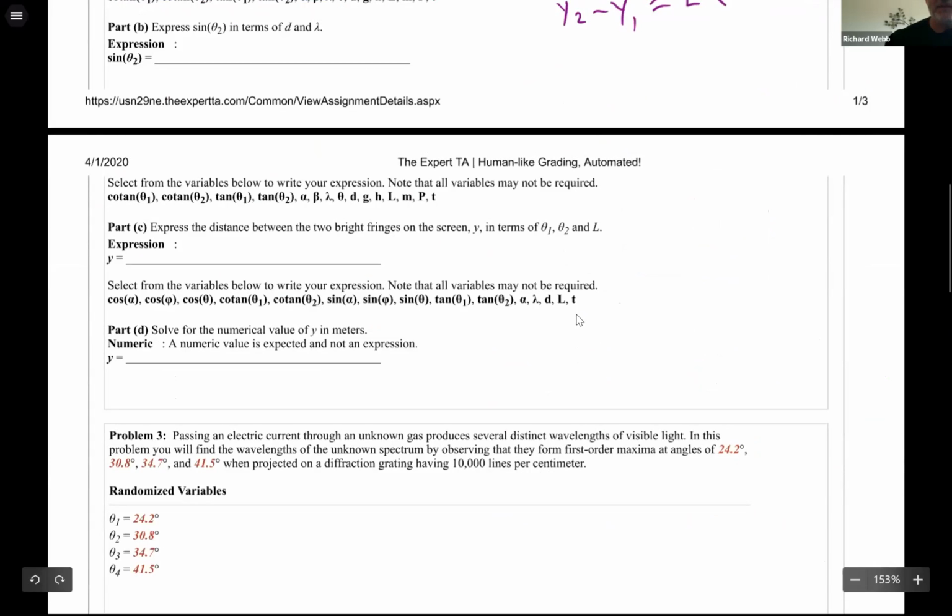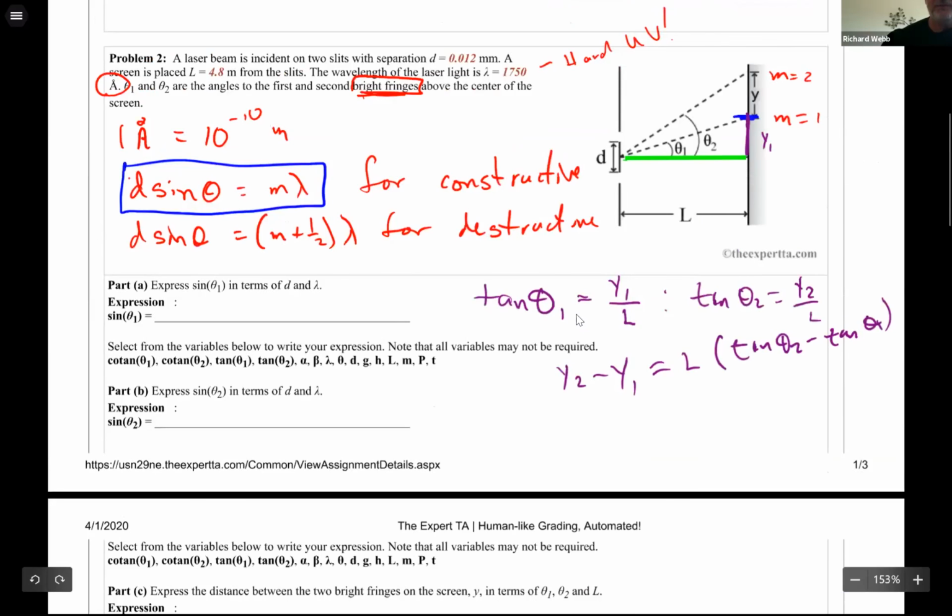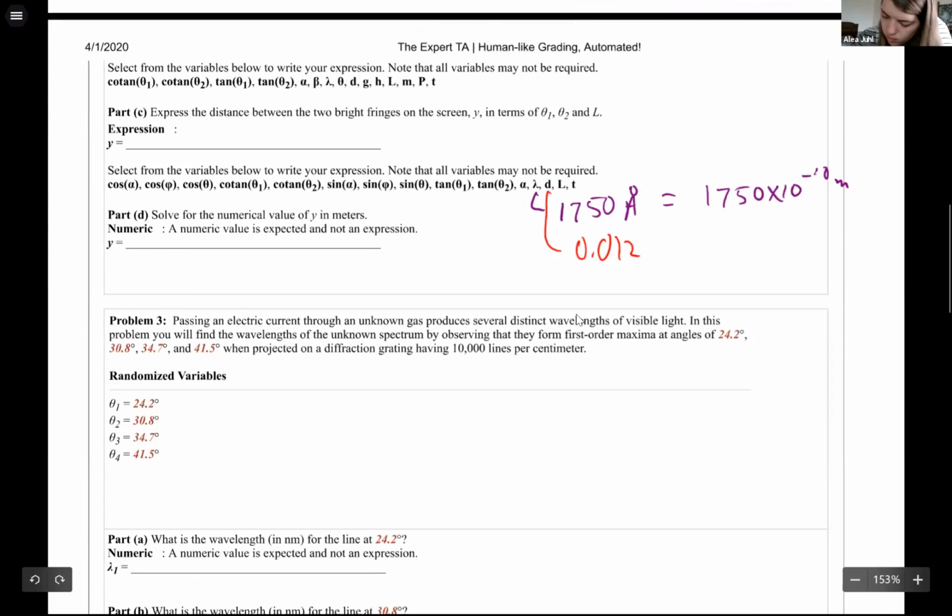But yeah, you just want to make sure your lambda, in my case, lambda was 1750 angstroms equals 1750 times 10 to the minus 10 meters. And my d was 0.012 millimeters. Yeah, 12. And there I have everything now in meters.